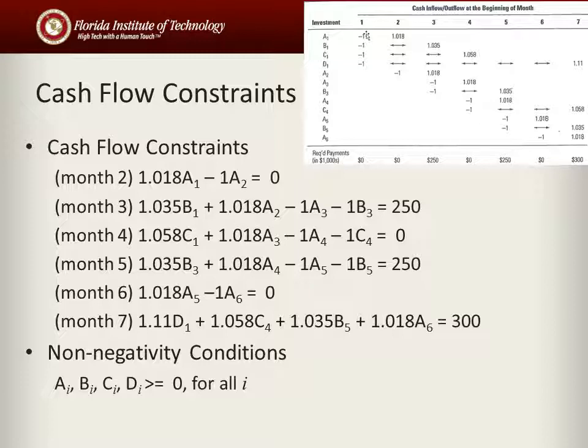If you use the same procedure, you can calculate the cash flows for each of the rest of the constraints. Notice that at the end of month number 2, we're going to repay 250, which is the same as saying at the beginning of month number 3, and the same at the end of month number 4, 250. Towards the end, at the end of month number 6, we're going to repay 300,000. And of course, we have our non-negativity constraints. So these are all the cash flow constraints for this problem.